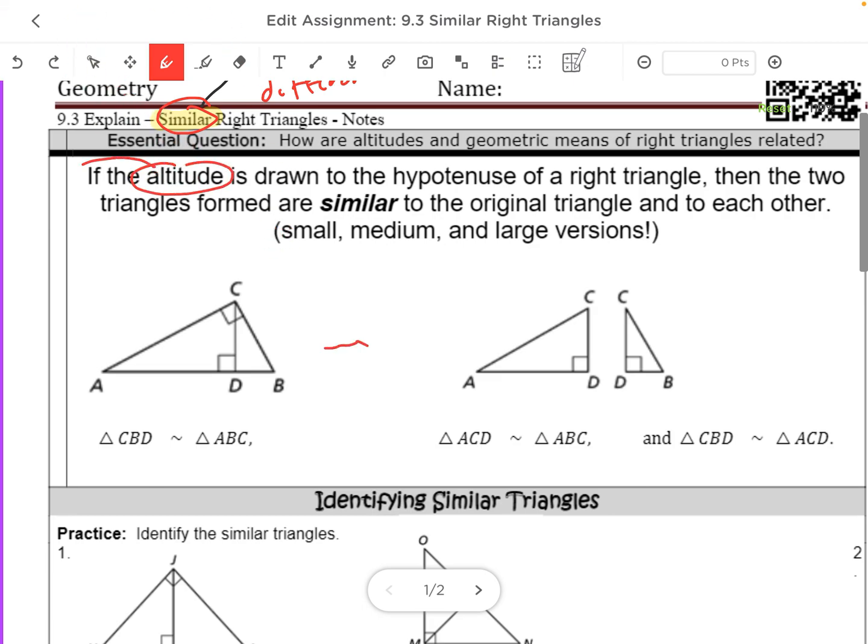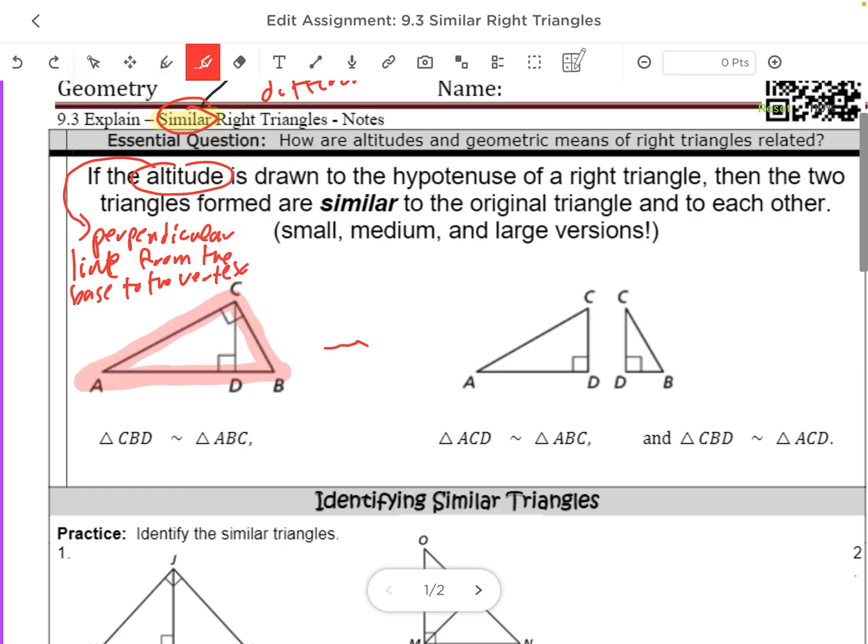First off, what does an altitude mean? An altitude is a perpendicular line from the base to the vertex. So if we see over here, it says if an altitude is drawn to the hypotenuse of a right triangle. Imagine this right triangle over here. We know it's a right triangle because we see this right angle here. This outside triangle right here. The altitude is perpendicular from the base to the vertex, so from here to here. That's called the altitude.